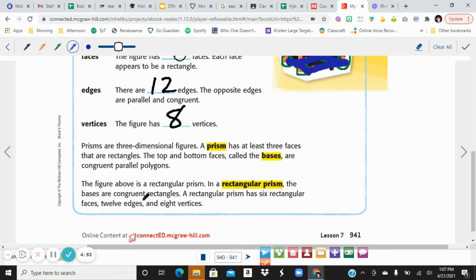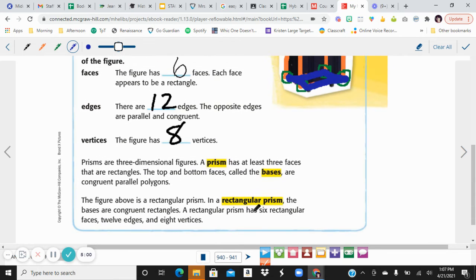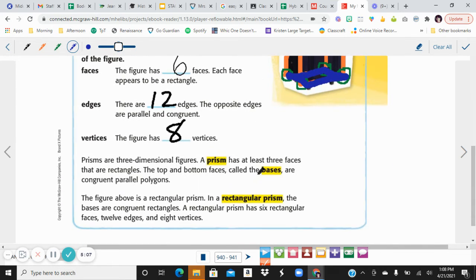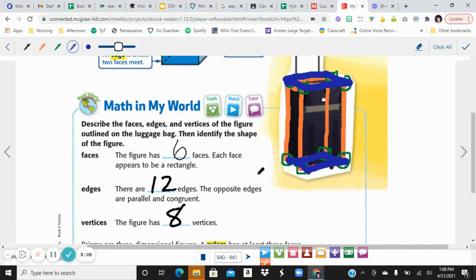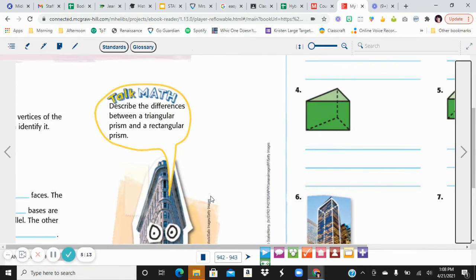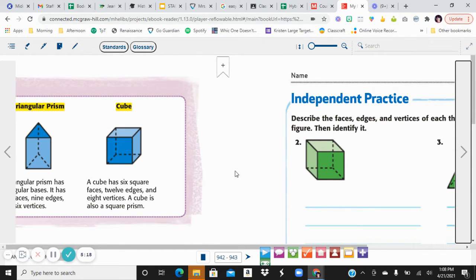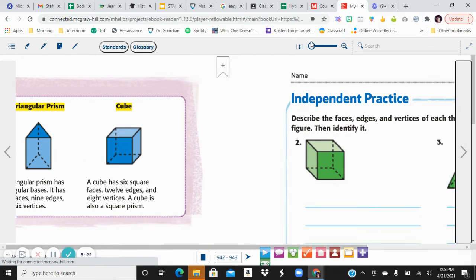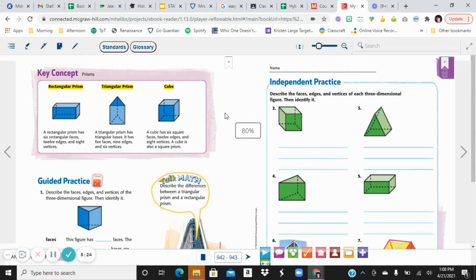Then it says, in the rectangular prism, the bases are congruent rectangles. A rectangular prism has 6 rectangular faces, 12 edges, and 8 vertices. That's what we just got, my friends. So we have completed that. So let's go on to the next page and let's learn a little bit more. Why won't my page scoot over? Maybe I'm zoomed. Okay, here we go.